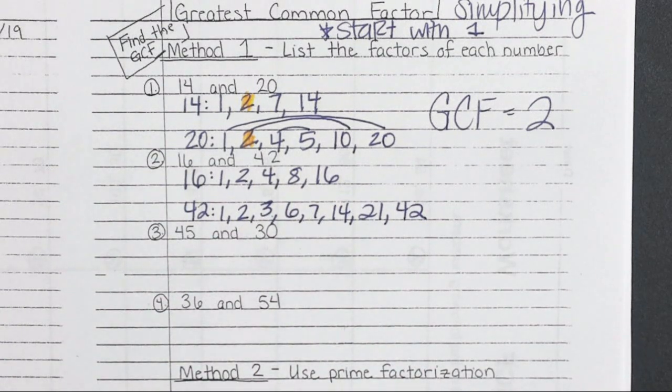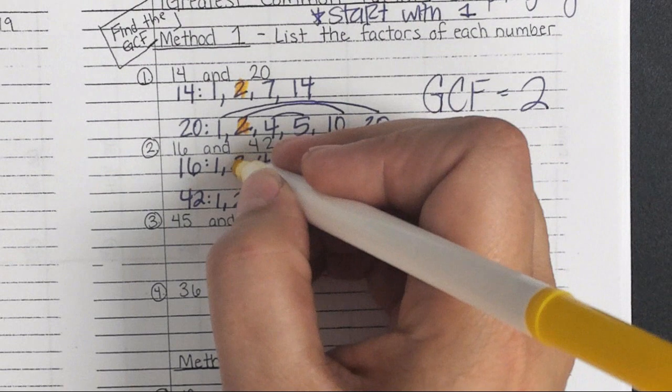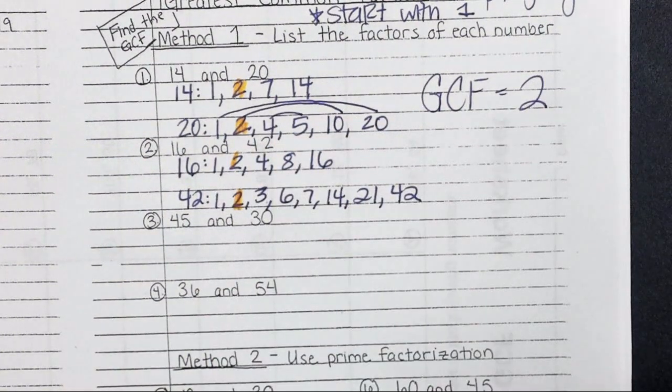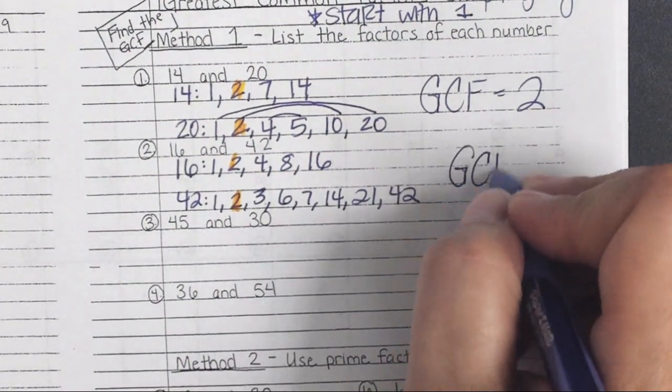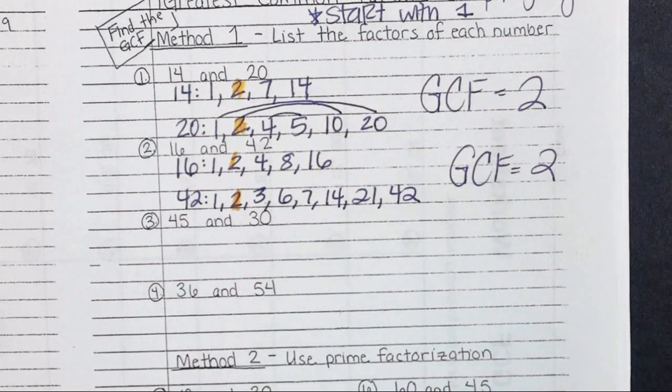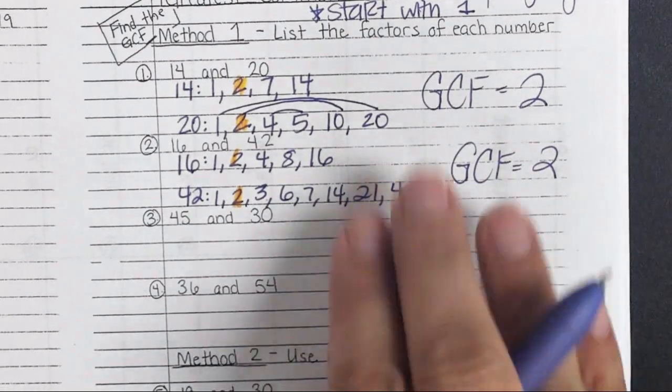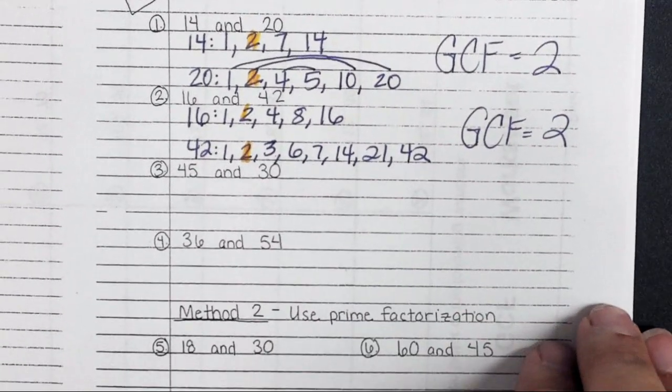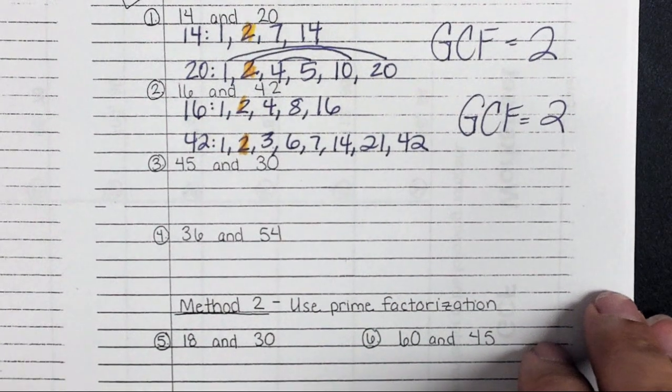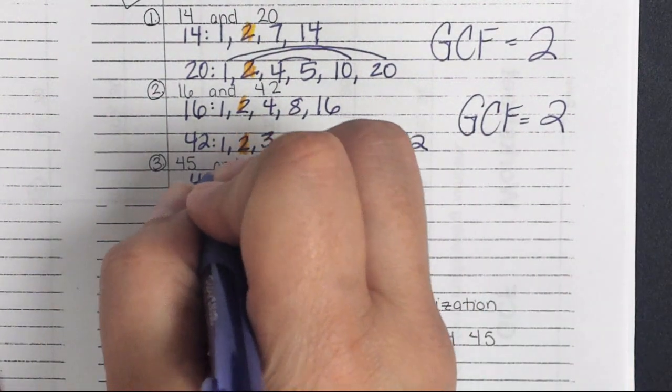Again, what is my greatest common factor? 2. 2 is it. The largest number they both share happens to be 2. So this method you've seen before, right? Listing your factors, finding the largest one they share. Let's try a couple more.